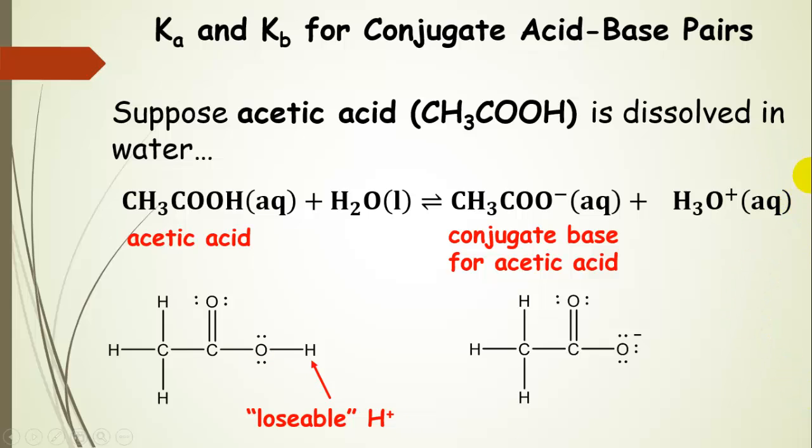And so the equilibrium is between the conjugate base, which is basically whatever's left over after that proton is lost, and hydronium, because acetic acid is a weak acid.